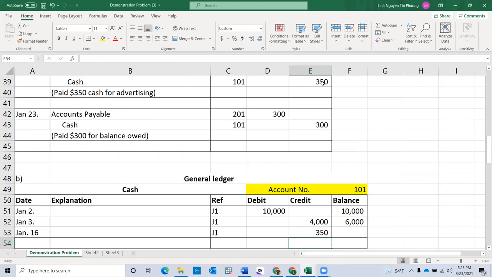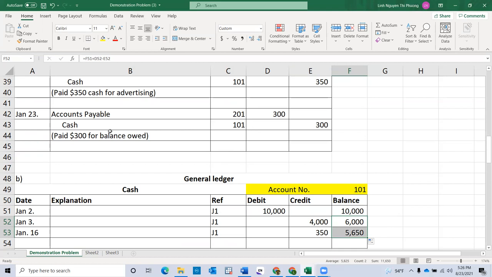Now for the next, you don't need to type the formula here. What you need to do is click on the cell and go to the very right corner. You see that? There will be a plus sign there and you just drag it down, okay? Then it will show you the balance. So 6,000 minus 350, and that will give us 5,650, all right? So just go to the corner when it has a plus sign, drag it down, and it will copy the formula down, okay?